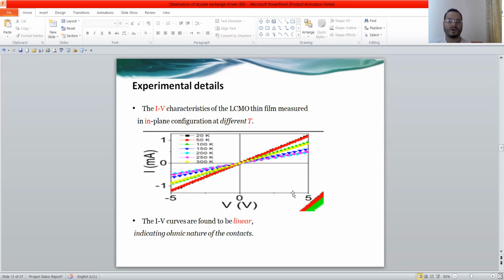Here, let's take a look at the IV curve. The IV characteristics of this thin film structure, measured in the in-plane configuration at different temperatures, act like lines from negative to positive values, at the red, the yellow, the blue, and so on continuously. The curves are found to be linear. What does it mean when I see linear behavior? That means I'm talking about ohmic contact.